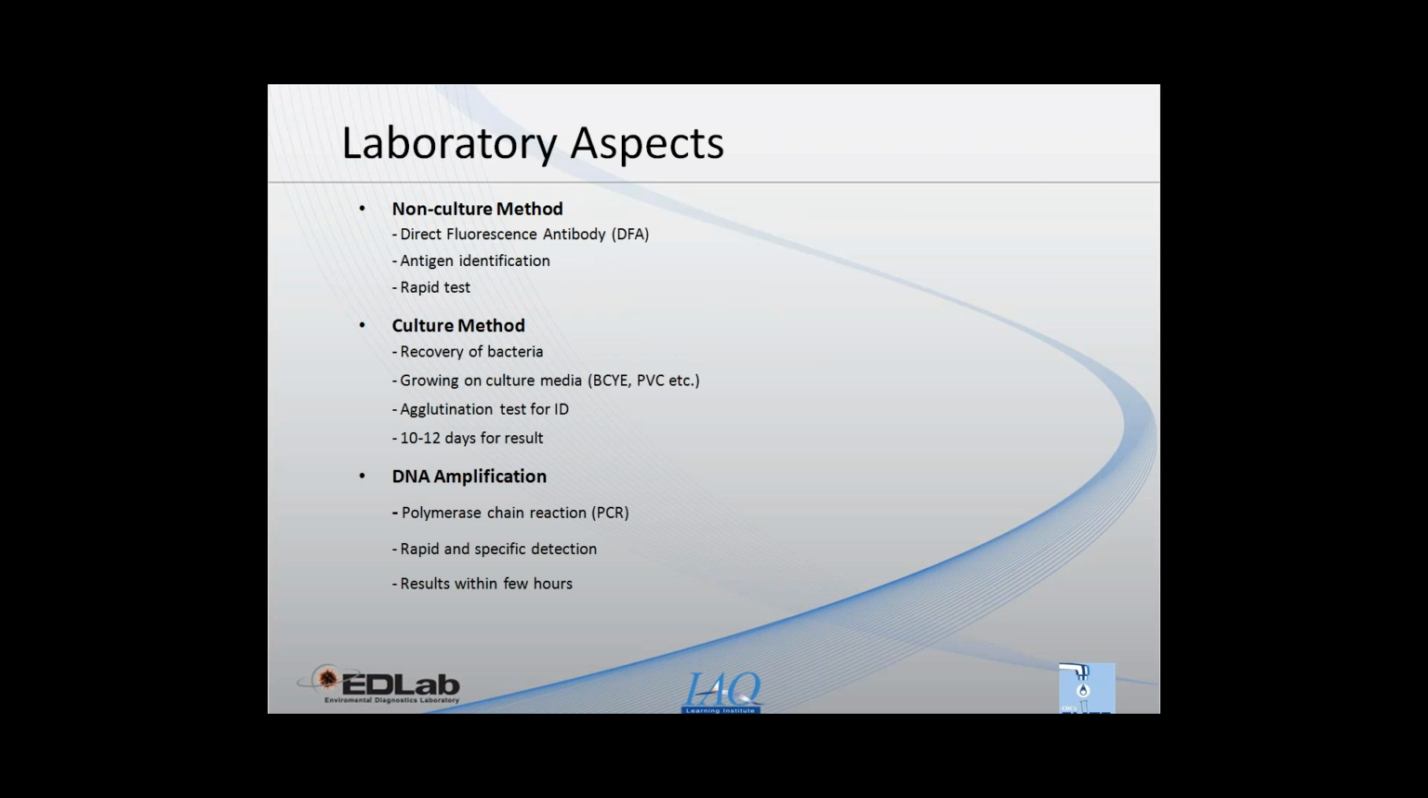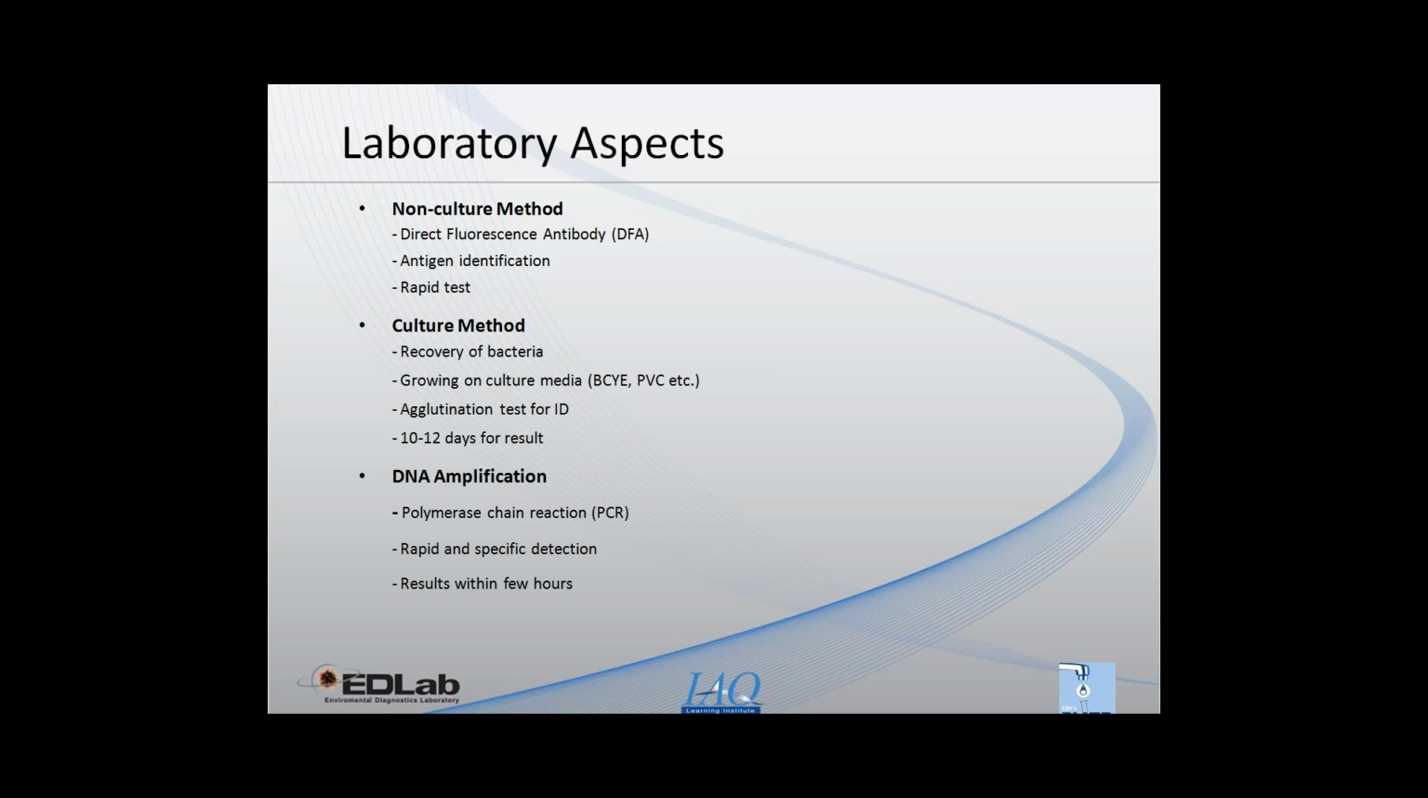So it allows a recovery of bacteria. You can grow it on culture media using an agglutination test for the identification. However, this method is slower. However, it is considered more accurate. It allows proper isolation and identification of Legionella.